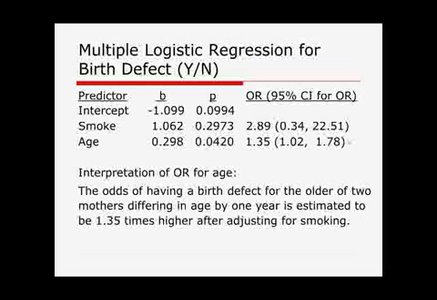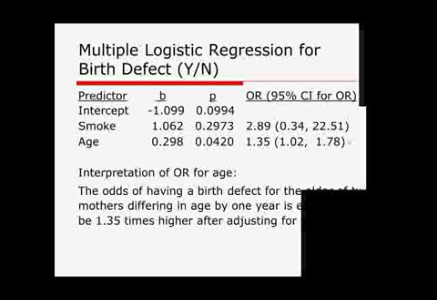Now the age variable. If we exponentiate the 0.298, we get 1.35. The interpretation is the odds of having a birth defect when you compare 2 mothers who differ by 1 year in age is about 1.3 times higher for the mother who's 1 year older, adjusting for smoking. And the confidence interval does not include 1, so that's statistically significant.